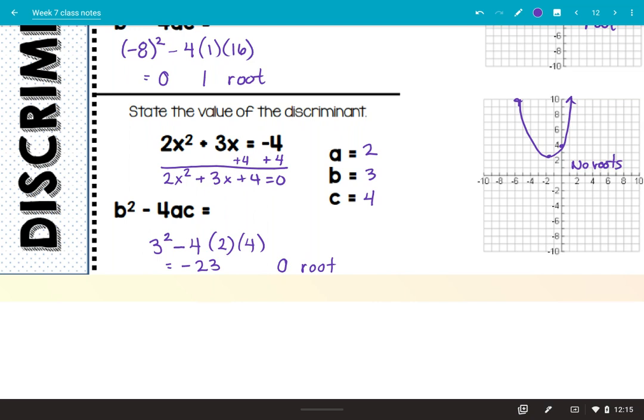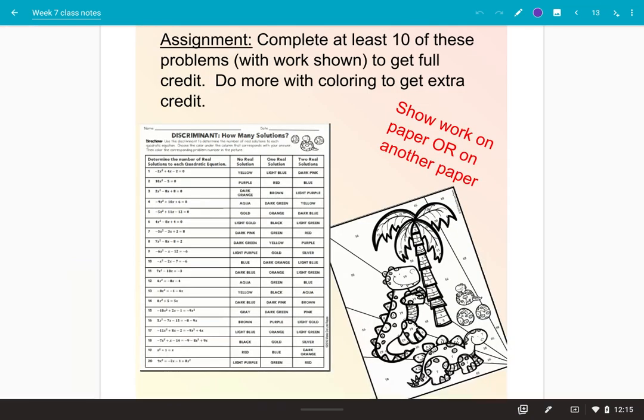No roots at all. All right, so for today's assignment, you're going to complete at least 10 of these. So do odds or evens. I wouldn't just do the top 10 because you know on your test you're probably going to see more of the ones that are on the bottom. If you could do more, you will get some extra credit. And there is a cute little coloring paper. Remember, you do need to show your work either on the paper, which is really tiny, but if you write tiny, it can fit, or do it on another paper. You can even write it in your spiral notebook.